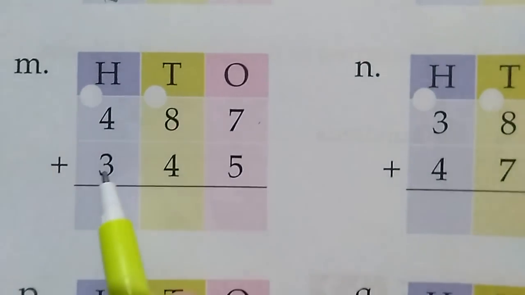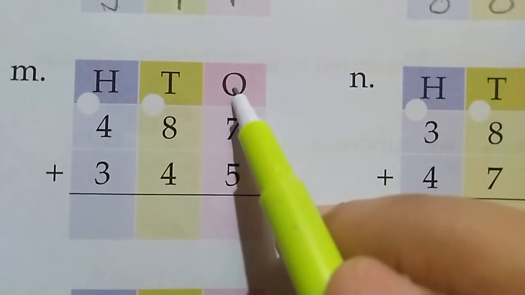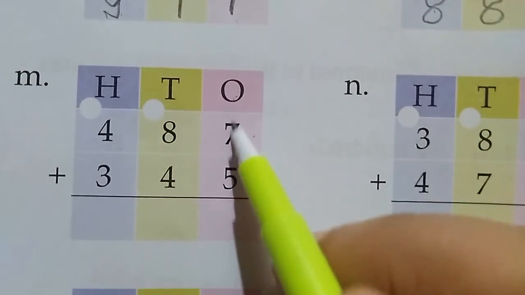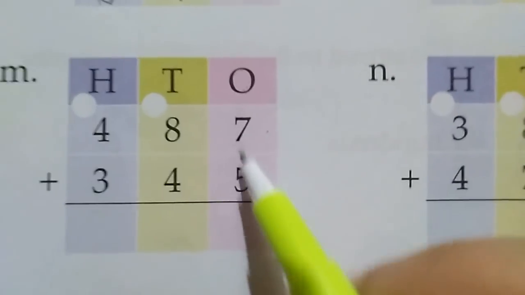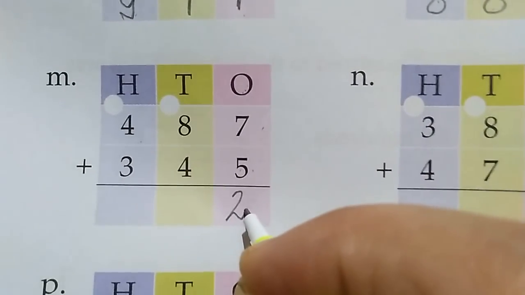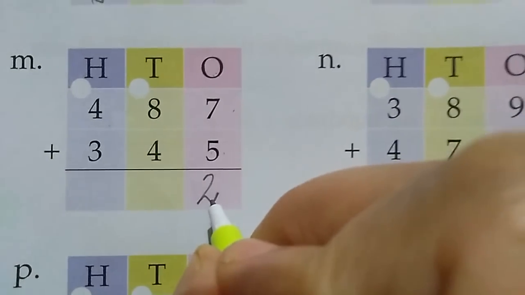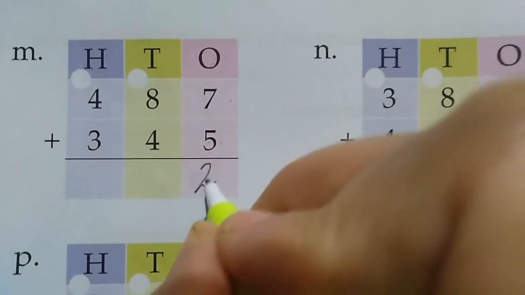487 plus 345. We start addition from ones place, so we will start from here. 7 plus 5, 12. We will write here 2. And in 12 at ones place we have 2. So 2 we have written here. At tens place we have 1. So 1 will be carry forwarded.